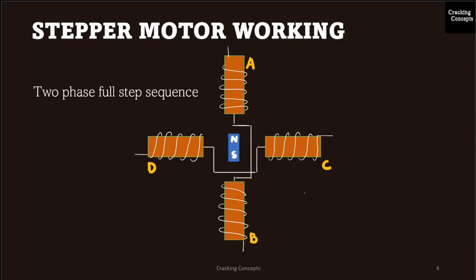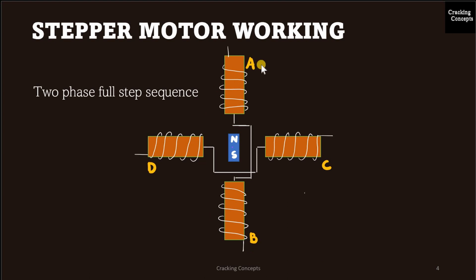Here I will consider a stepper motor, which is a two-phase full step sequence motor. Now in the full step sequence, two coils are energized at the same time and the rotor will rotate accordingly. Now this is an example which is labeled as A, B, C and D, and these are the four poles and this is the rotor.